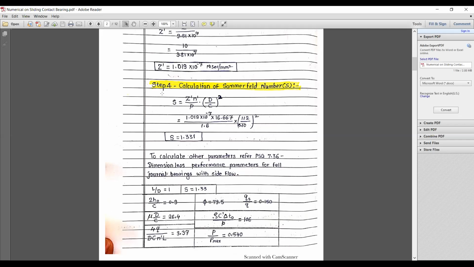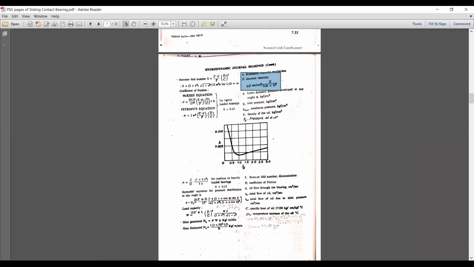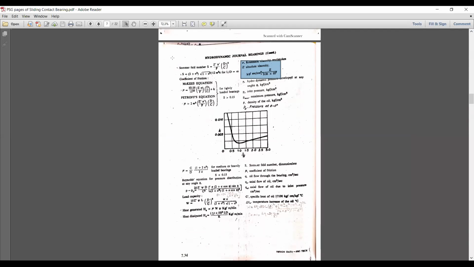Referring to the PSG, we can calculate the Sommerfeld number. PSG page number 7.34. In this segment, you can find the equation for the Sommerfeld number: S is equal to Z' N' divided by P, times (D by C) squared, where Z' is the absolute viscosity, N' is the journal speed in RPS, P is the bearing pressure, D is the journal diameter, and C is the diametric clearance.